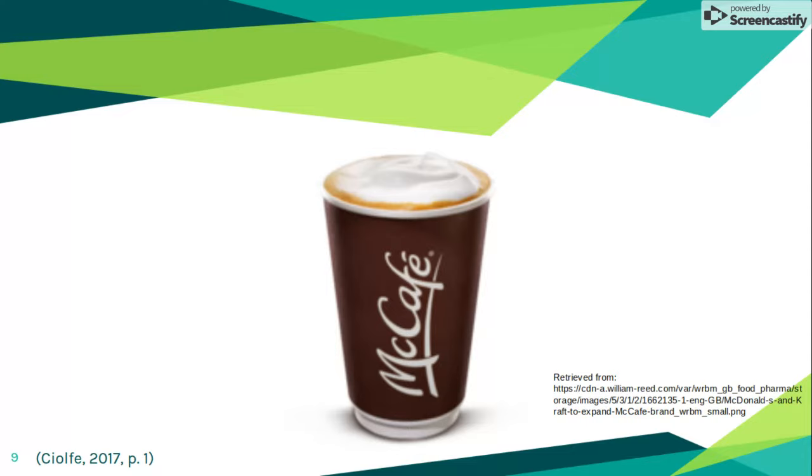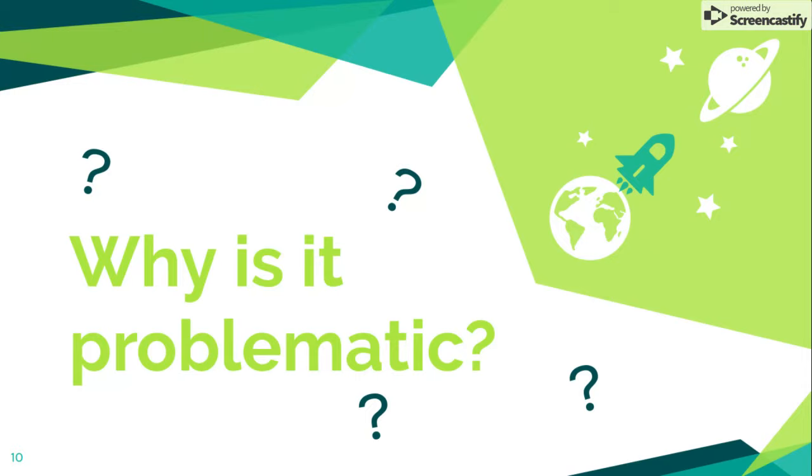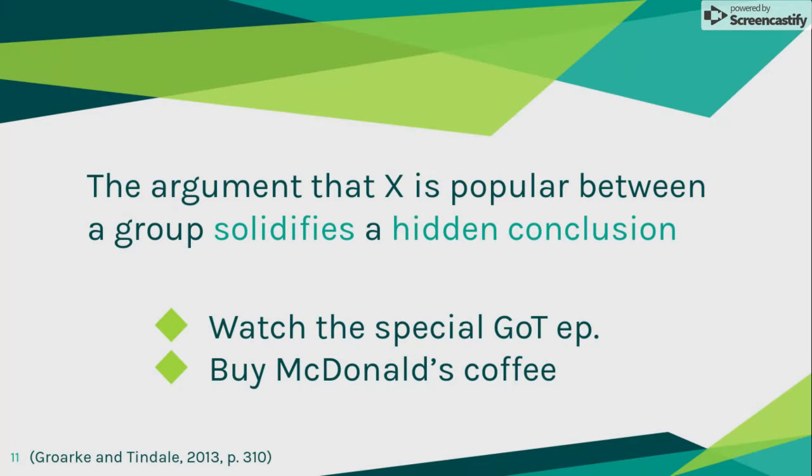All right, moving on. We're going to learn about why it is problematic. So why is a faulty appeal to popularity problematic? Like, what's so wrong with it? Like, who cares if everybody thinks it, so we think it too? Well, to start off, the argument that X, so X can be anything, like the examples that we just talked about, is popular between a group solidifies a hidden conclusion. So I kind of touched on this already. By saying that everyone will be talking about the special Game of Thrones episode tonight, we are basically saying we should go and watch that special Game of Thrones episode.